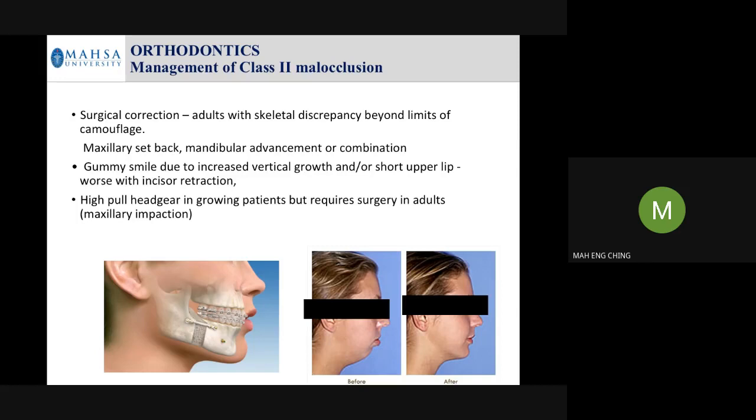Headgear in a growing patient, but requires surgery in an adult. Headgear can restrict the upper incisor from growing forward, but sometimes surgery will be a better option for the non-growing patient, the adult. Look at this picture on the bottom left. This is what we call a mandibular advancement surgery, single jaw. Look at the right picture. This patient has a short lower jaw, a retrusive mandible. After the surgery, they look like a quite straight profile because they bring the lower jaw forward by doing this advancement surgery.